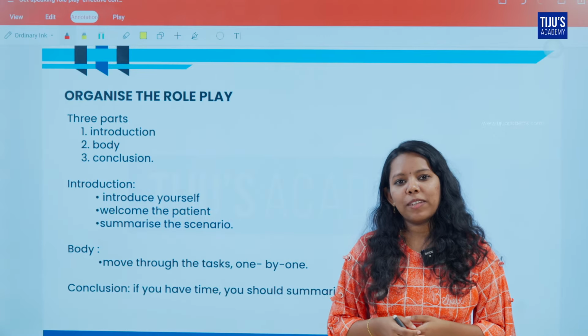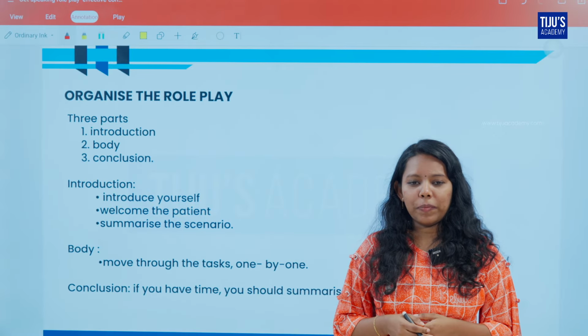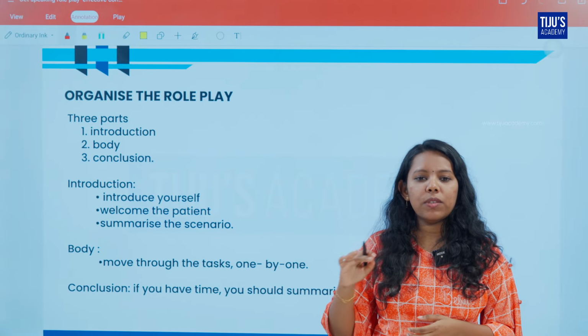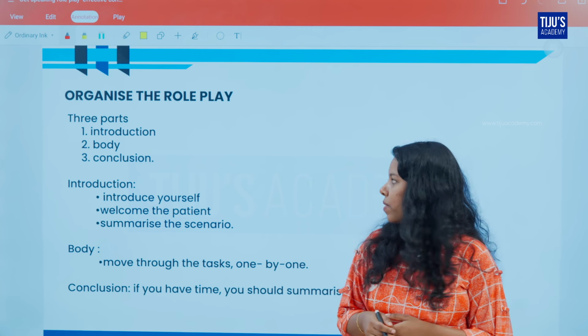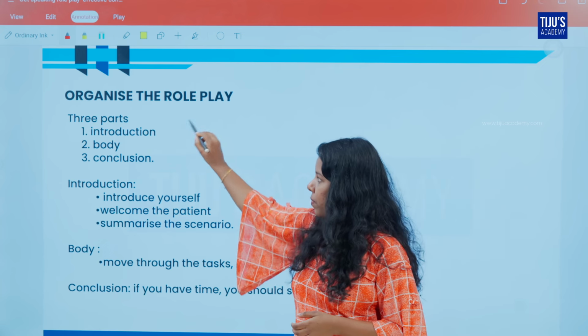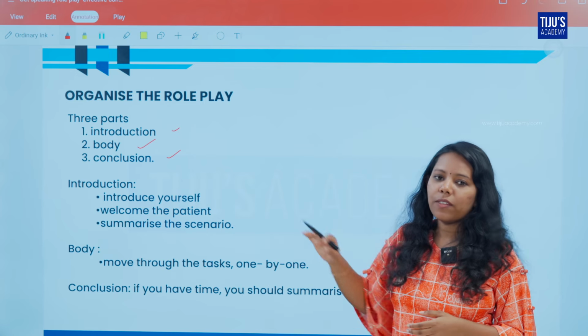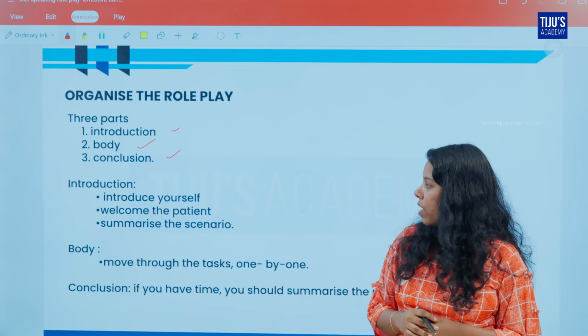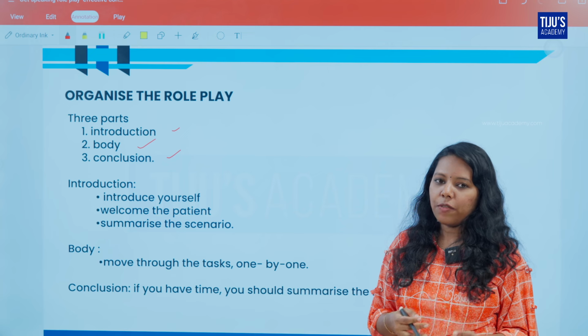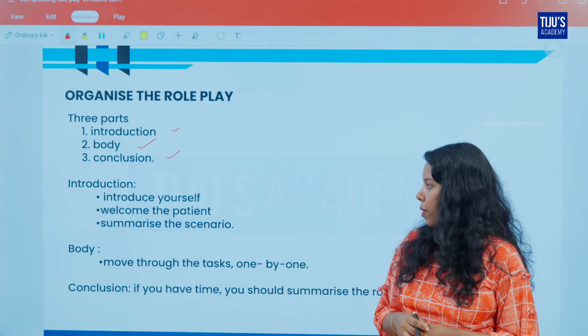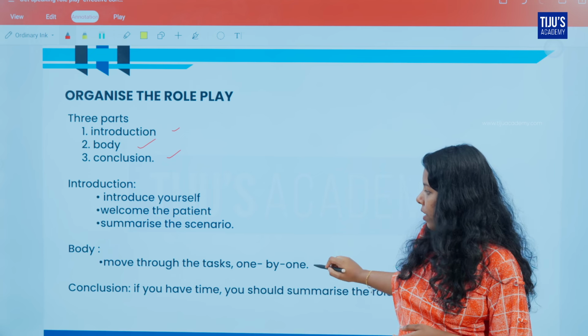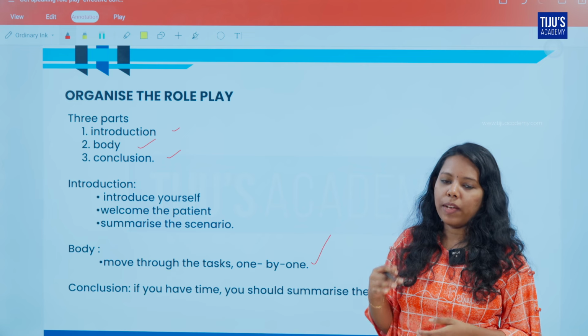Now next is the final point, organize the role play. Entire role play cardne 3 different parts ആയിട്ട് ഓർഗനൈസ് ചെയ്യണം. First is introduction, body, conclusion. Introduction, first you have to introduce yourself, then we have to welcome the patient, and finally summarize the scenario. Now about the body, we have to move through the task one by one.